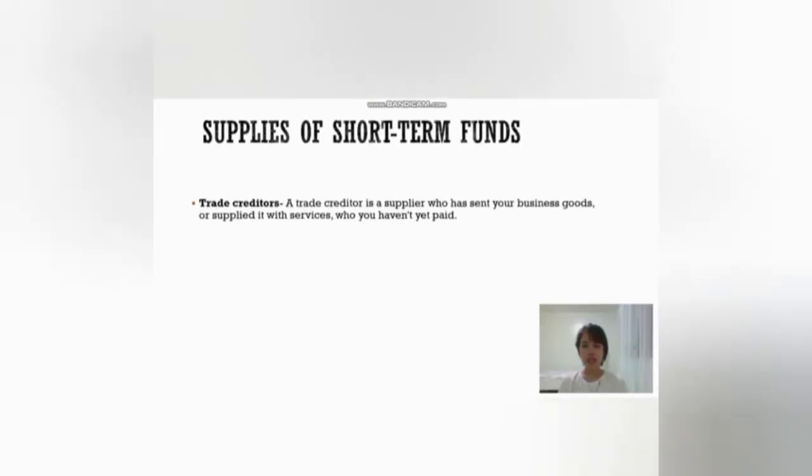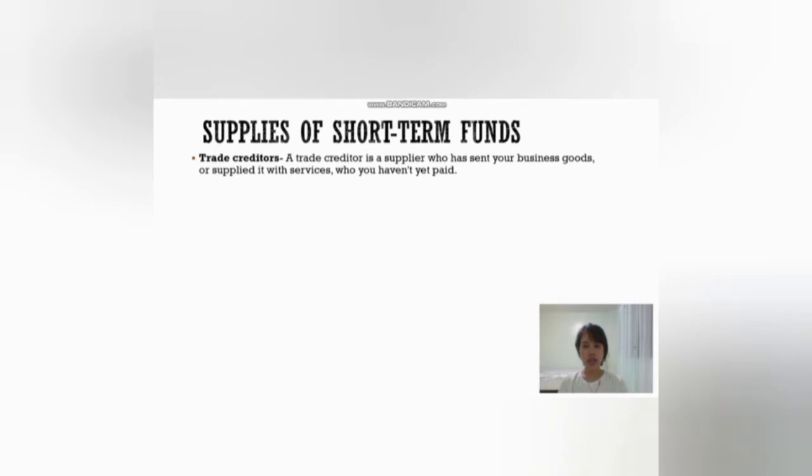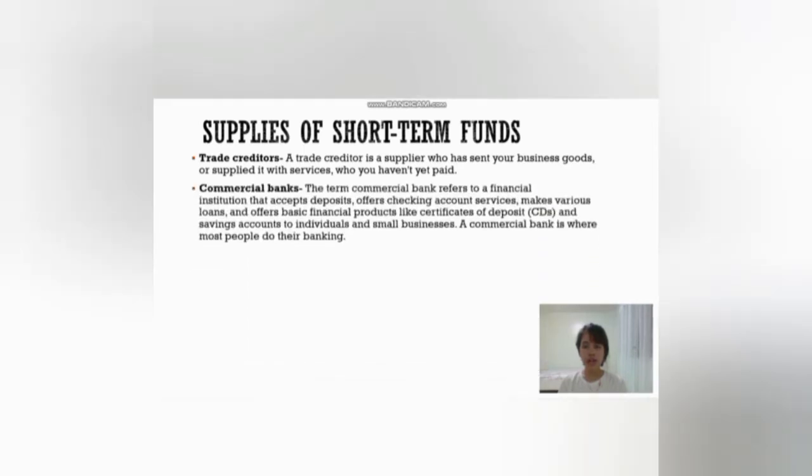So we have here the supply of short-term funds. First is the trade creditor. So a trade creditor is a supplier who has sent your business goods or supplied it with services who you haven't yet paid. Next is the commercial banks.